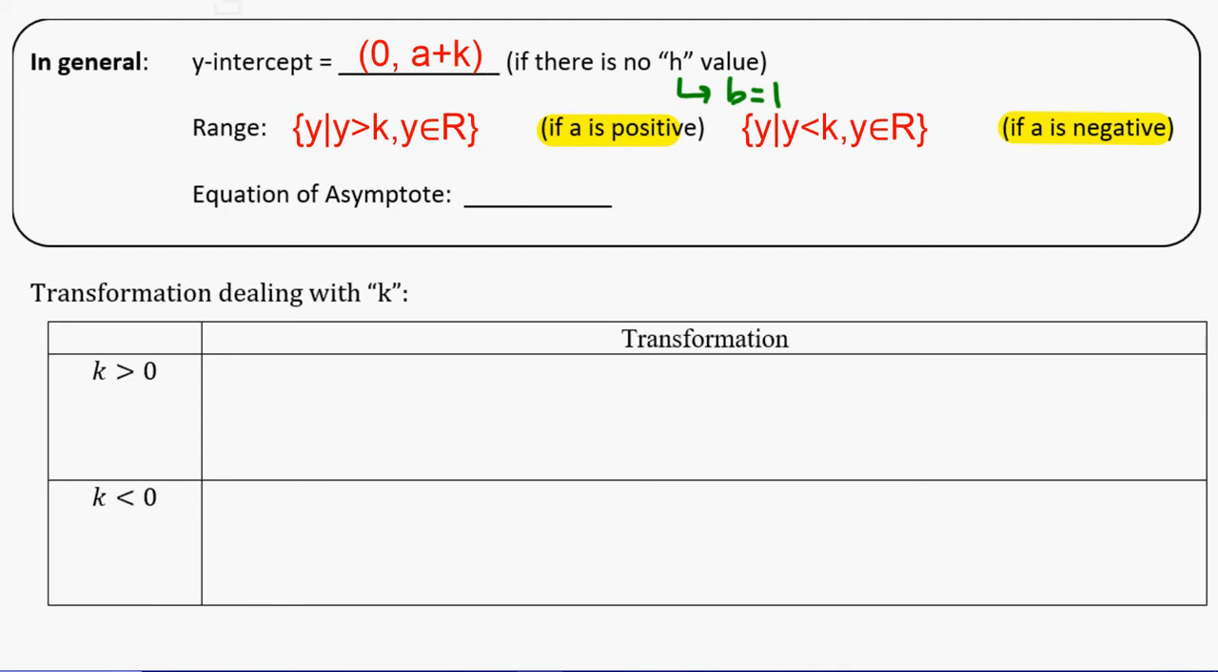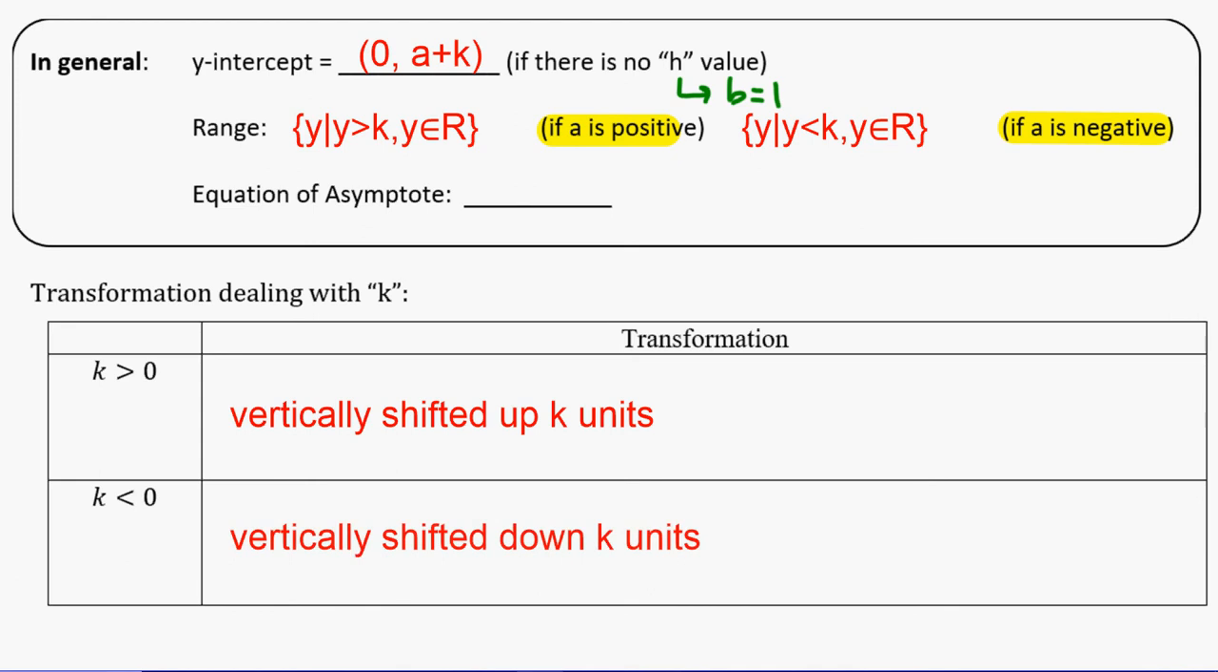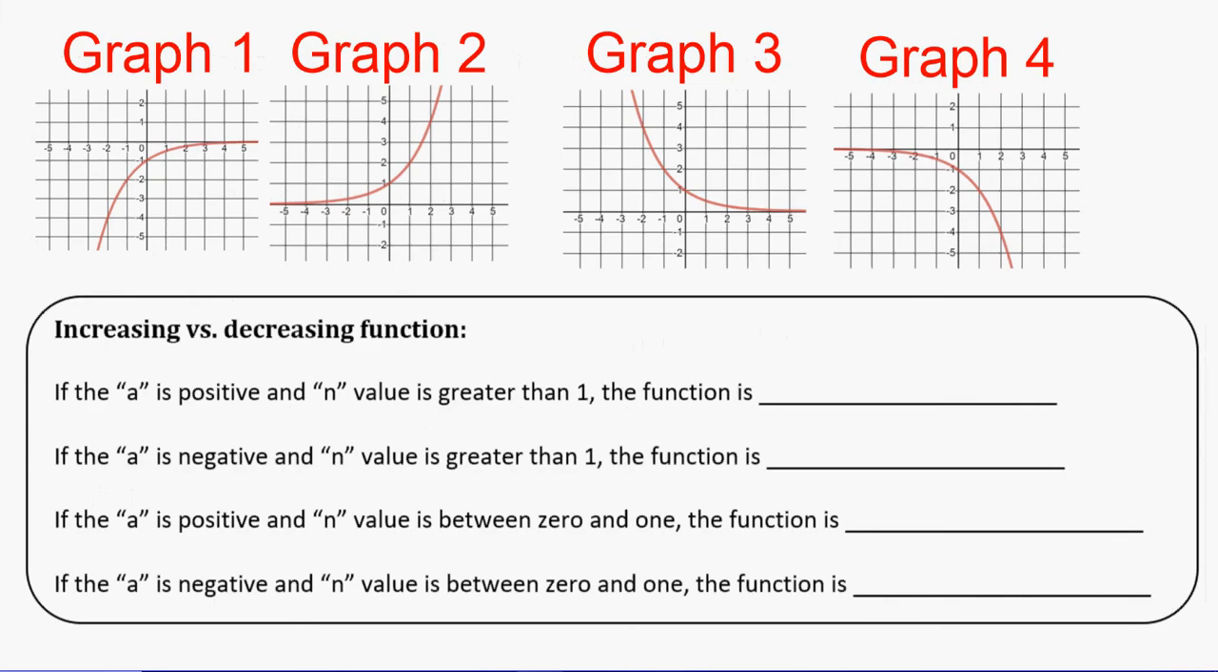All right, if k is greater than 0, vertically shifted up k units. If k is less than 0, vertically shifted down k units. We saw that already. Let's continue. Here we go. Talk about increasing, decreasing functions.